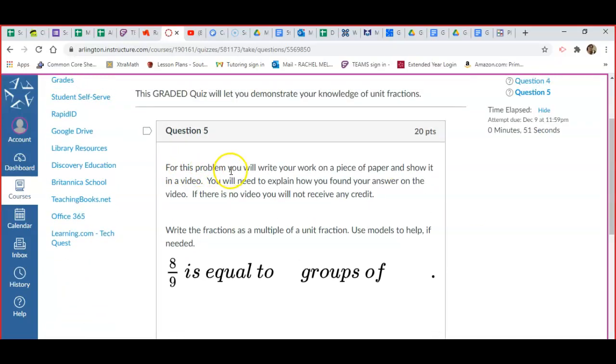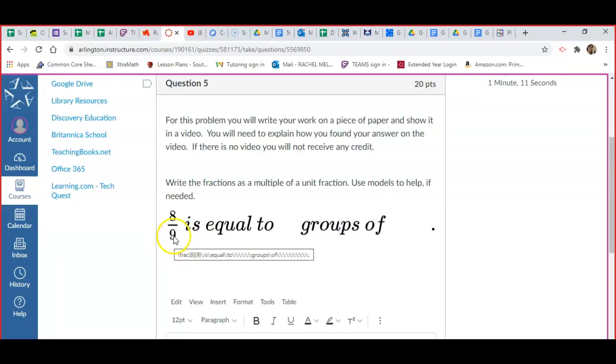Now, question number 5 is slightly different, so you need to listen. For this problem, you will write your work on a piece of paper and show it in a video. You will need to explain how you found your answer on the video. If there is no video, you will not receive any credit. Write the fraction as a multiple of a unit fraction. So just what we were doing. 8/9 is equal to blank groups of blank. The last question has to be a video, and you have to show me the work and explain it.